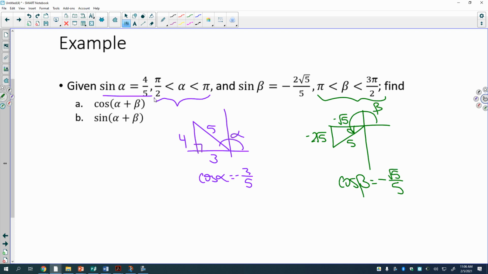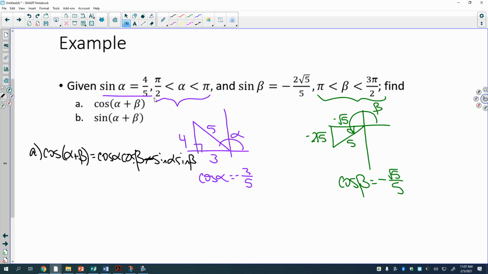I need my sine values and cosine values for both alpha and beta. I'm looking at part A. It says, part A, if I want to do cosine of alpha plus beta, I use the formula just like we have. So that's my formula right there, cosine alpha, cosine beta minus sine alpha, sine beta.